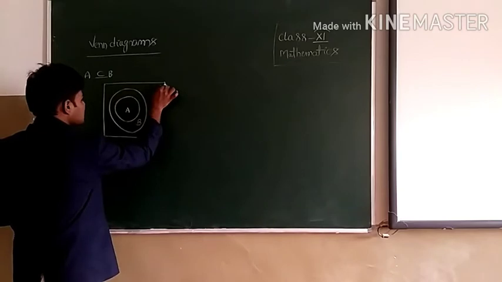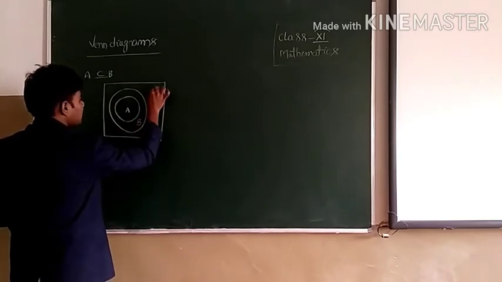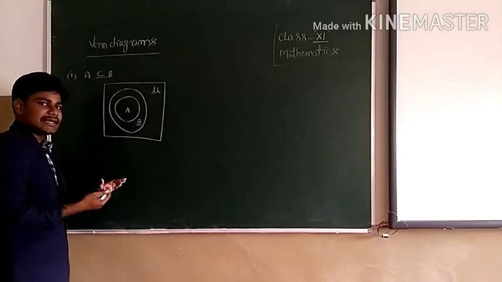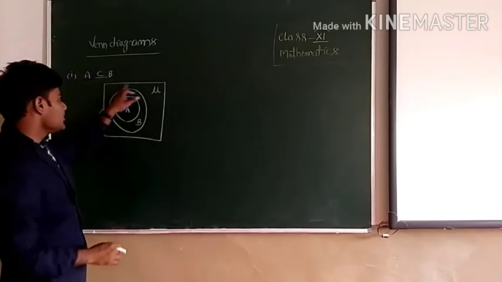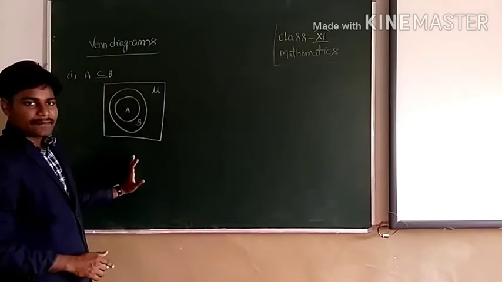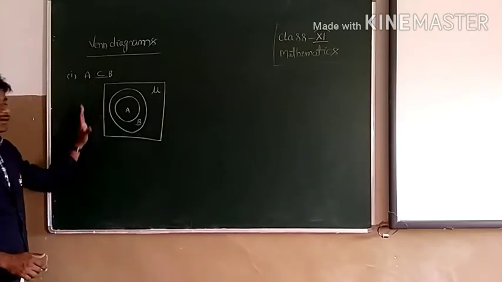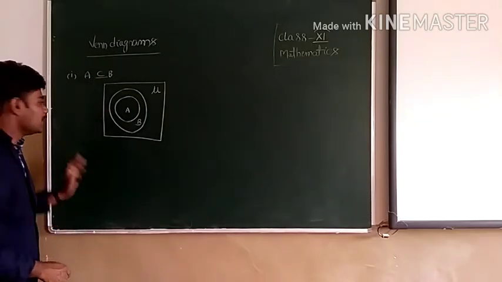This is the mu, just the universal set. The universal set reflects that it contains the elements of all other sets. So that's why mu we can represent like this. Okay, this is a Venn diagram for A subset of B.